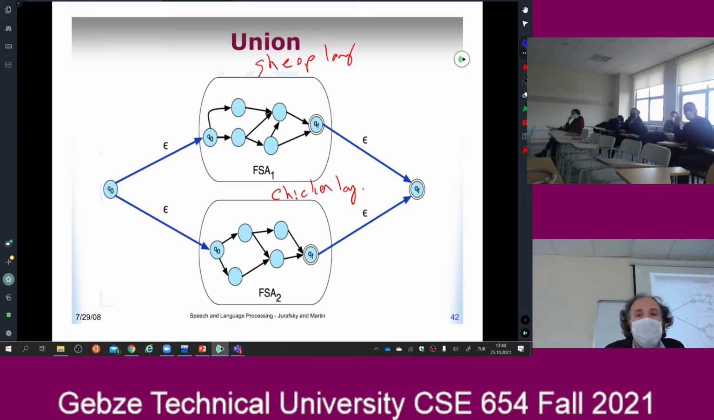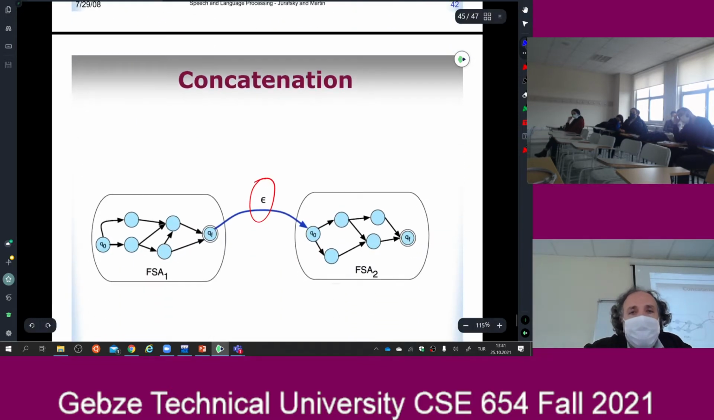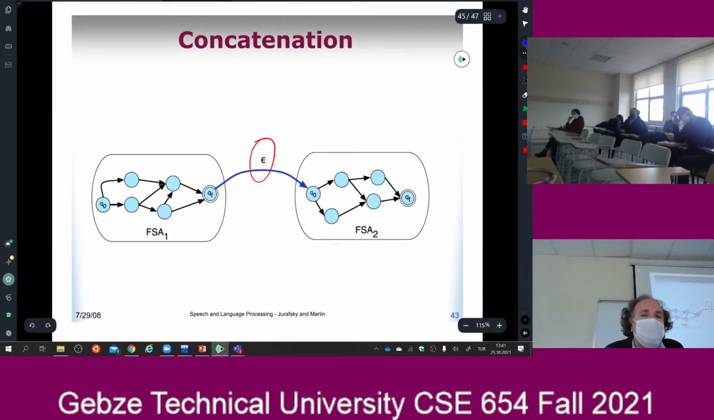So this is also a non-deterministic one, is it right? I don't care if they are deterministic or not, but the whole thing is non-deterministic. Why? Because I have epsilon transitions. Epsilon means that I can go this way or that way. This is concatenation doing the same thing again. Union and concatenation are kind of related, but not the same.